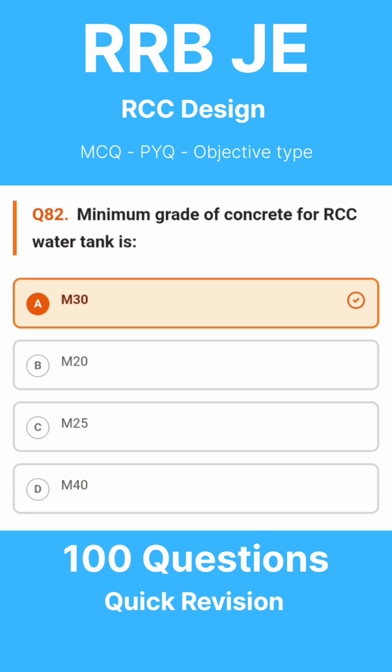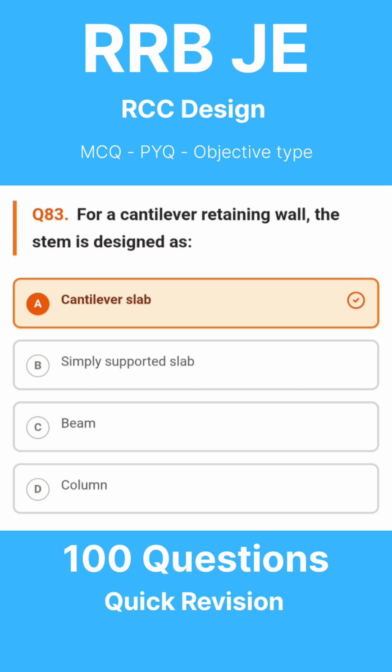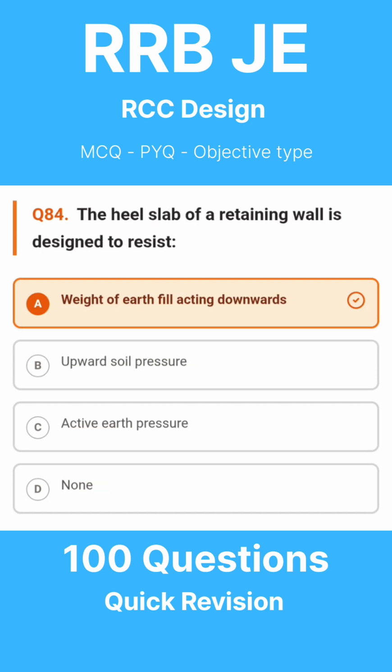Question 82. Minimum grade of concrete for RCC water tank is. The correct answer is M30. Question 83. For a cantilever retaining wall, the stem is designed as. The correct answer is cantilever slab. Question 84. The heel slab of a retaining wall is designed to resist. The correct answer is weight of earth fill acting downwards.